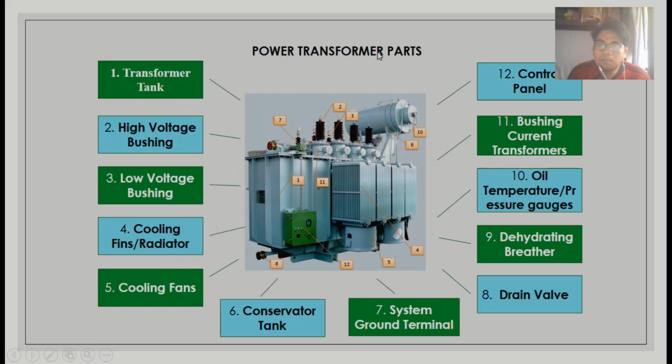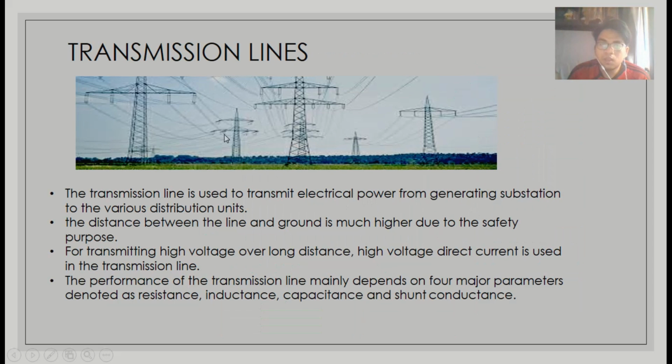Okay, these are the power transformer parts. We have transformer tanks, high voltage bushing, low voltage bushing, cooling fins or radiator, cooling fans, conservator tanks, system ground terminal, drain valve, dehydrating breather, oil temperature or pressure gauge, bushing, current transformers and also control panel.